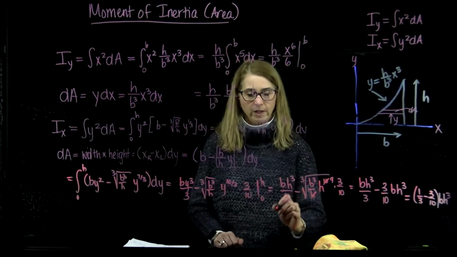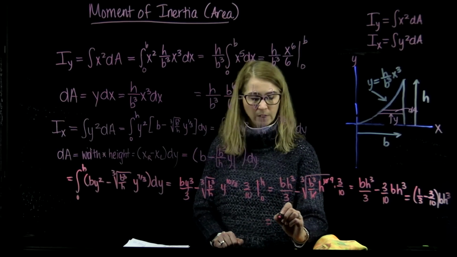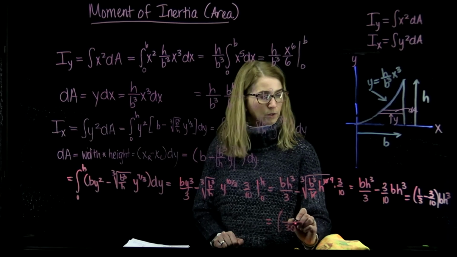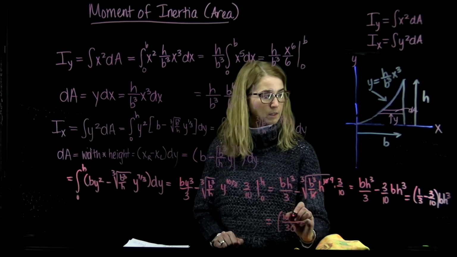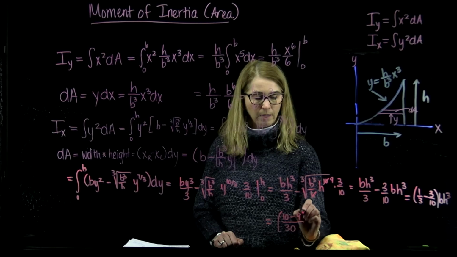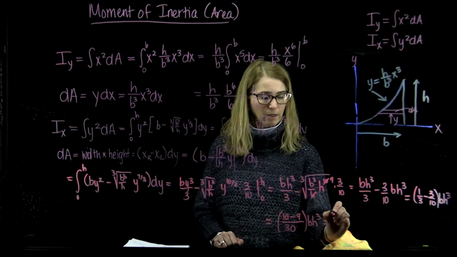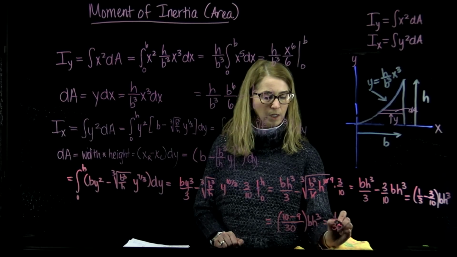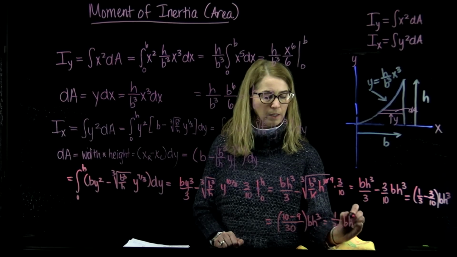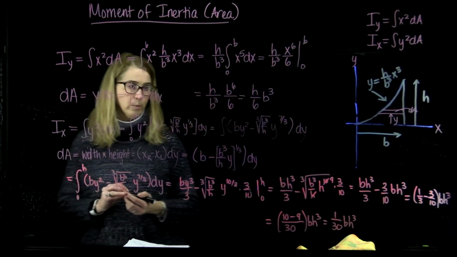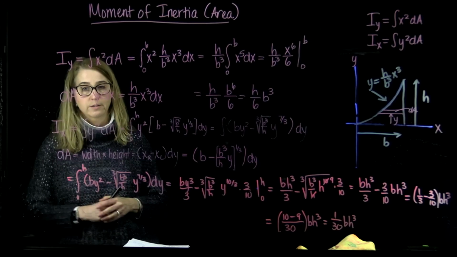And now I can just find a common denominator of the 3 and the 10. That's going to be 30. So 1/3 is going to be 10, and 3/10 is going to be 9. I'm going to get 1 over 30 b h cubed. And so that is the moment of inertia about the x-axis.